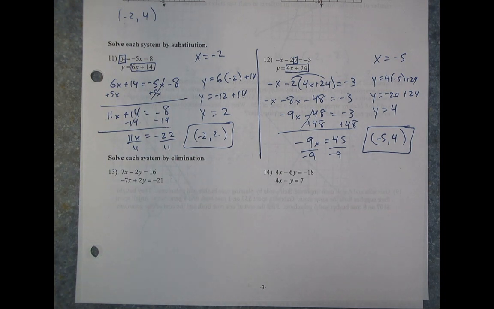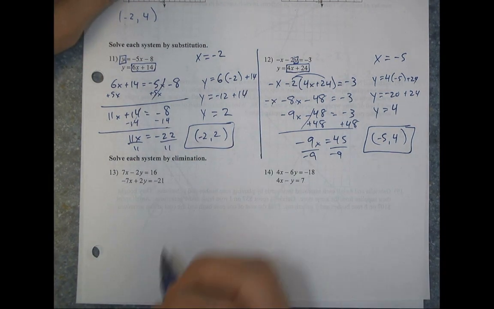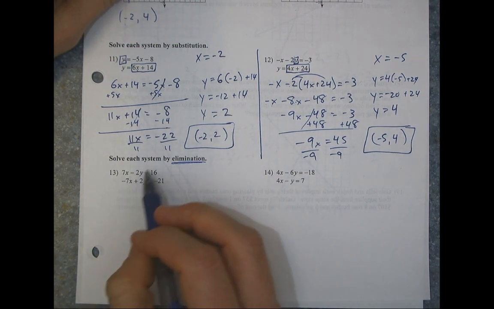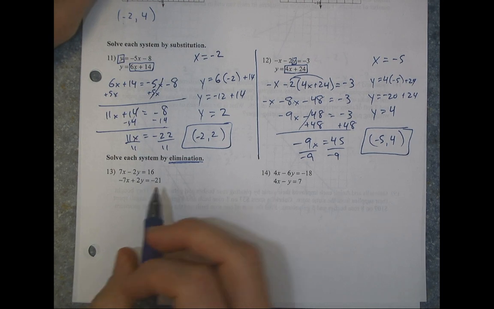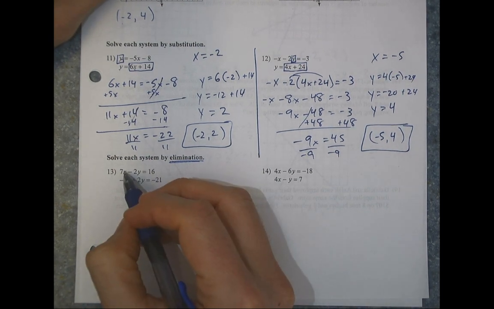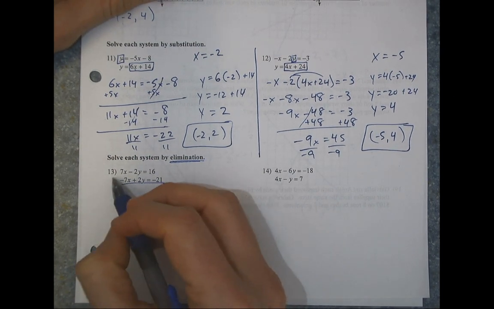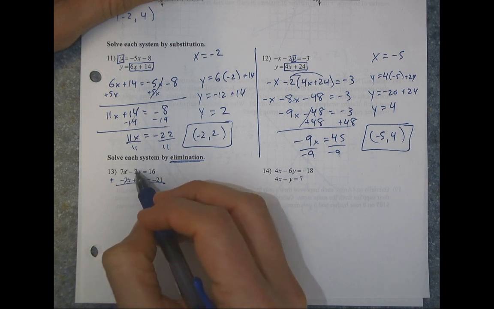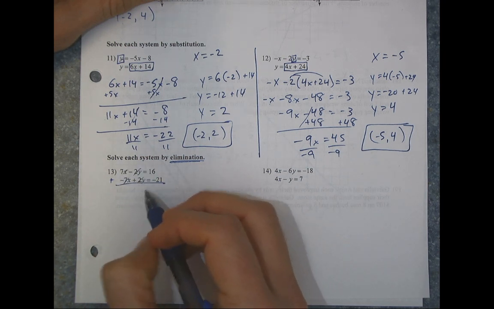Okay, down to the bottom. Elimination. We're combining the equations together, adding them together, trying to get one of the variables to eliminate. Sometimes it's set up for us, sometimes it's not. This one is. My x's will eliminate each other when I add them together. So 7x and negative 7x cancel. Negative 2y and positive 2y also cancel.